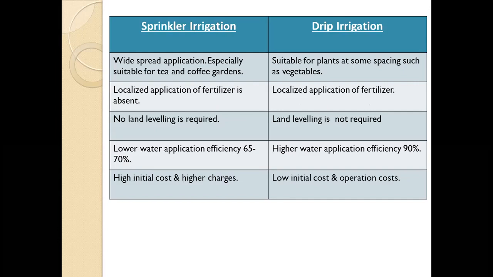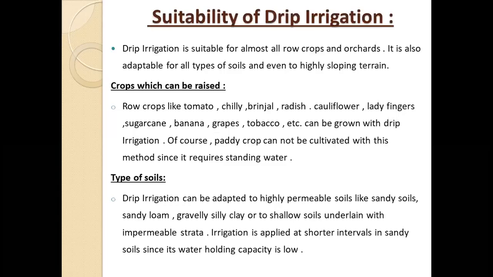Localized application of fertilizer is absent in sprinkler, while in drip, there is localized application of fertilizer. No land leveling is required in both sprinkler and drip irrigation. Sprinkler has a lower water application efficiency, which is 65 to 75%, about 70%. In drip irrigation, there is a higher water application efficiency, 90%. Sprinkler irrigation has a high initial cost and higher charges, while drip irrigation has a low initial cost and operation cost.